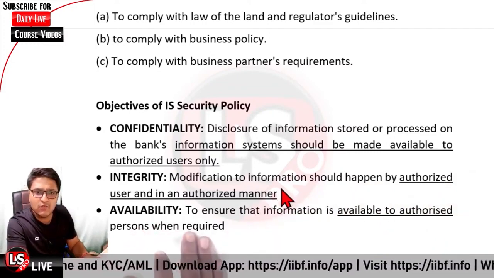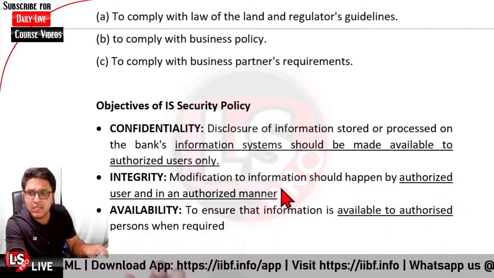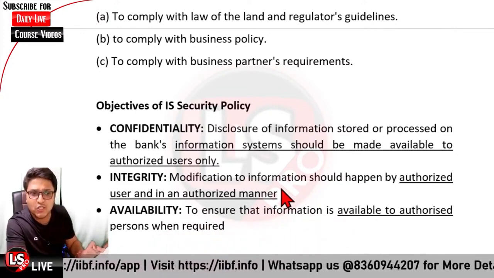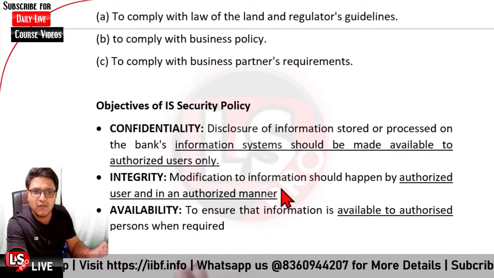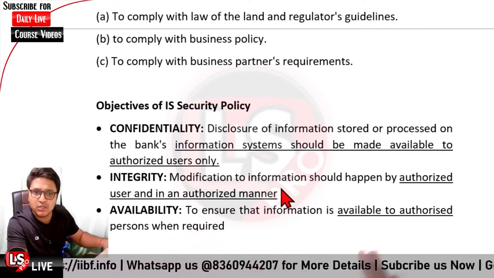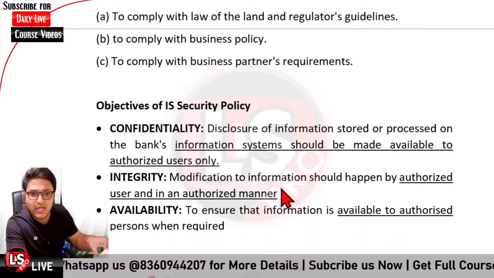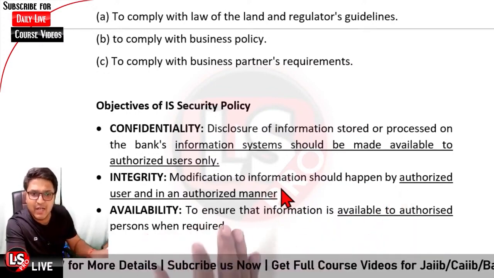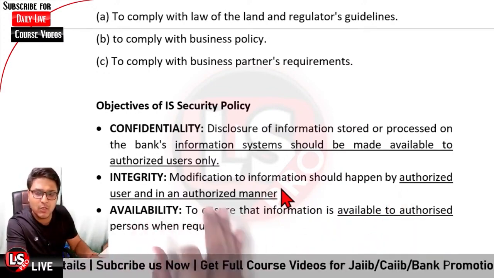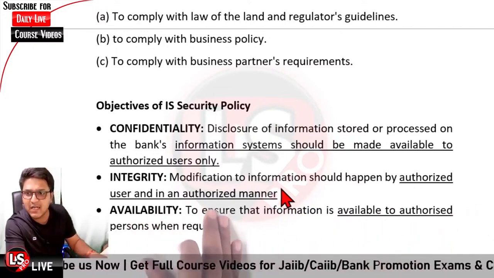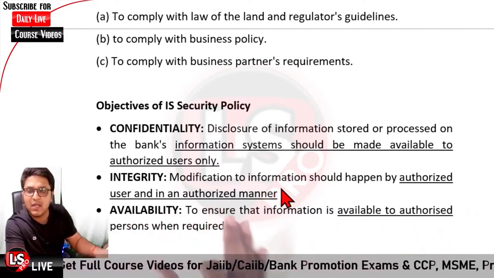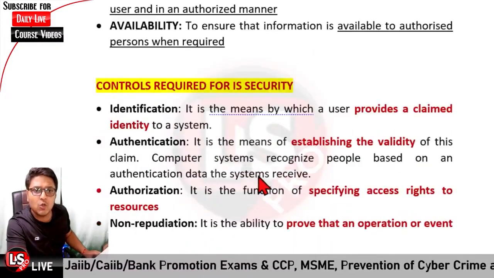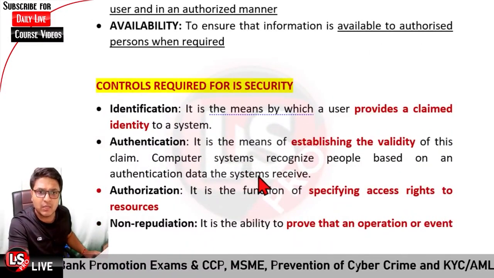When we are dealing with information systems, data availability is very necessary. It is to be ensured that the information is available to the authorized person, and it should be available at the time when it is required. So first, the information should be available only to the authorized person, and further, it should be available when it is required. That is regarding the three facets. Then it is regarding the controls required for information system security.